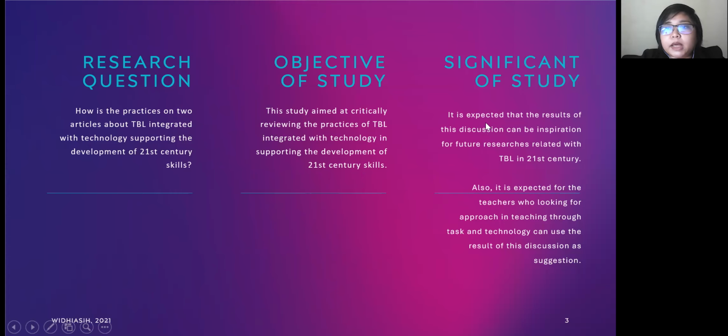Okay, and the significance of this research is expected. The result of this discussion can be an inspiration for future research related to TBL in the 21st century. And also it is expected that teachers who are looking for an approach in teaching through tasks and technology can use the result of this discussion as a suggestion, and later on maybe use TBL integrated with technology in their learning.